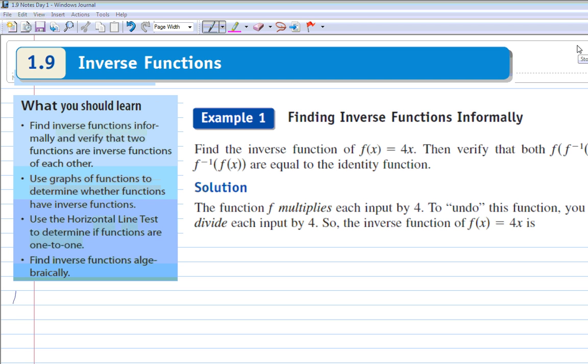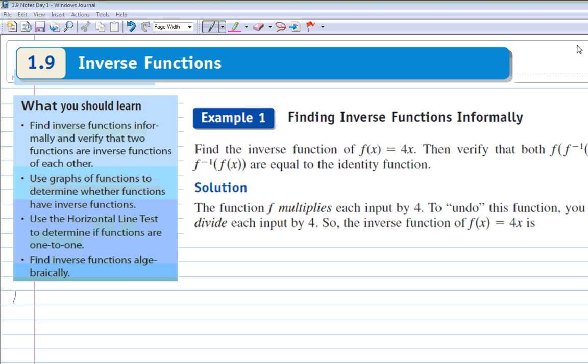Afternoon, Bearcats. We are now starting 1.9 inverse functions. I think you're going to find some of the things that we learned in 1.8 you will be using in 1.9. We're going to talk about inverses today, and these are the things that you should learn about inverses.